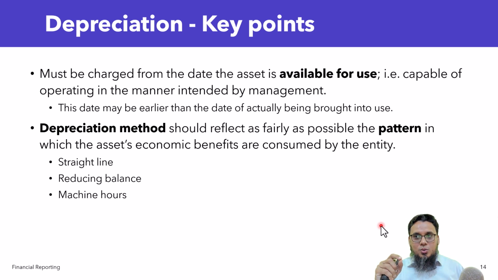And so although the asset is available for use, you're not actually using it, and in the practical world, people can get creative, saying that we should not be charging depreciation unless we were using that asset. Sorry, that's not how the standard works. You have to charge depreciation from the time the asset became available for use, which means capable of operating in the manner intended by management. Whether you're using it or not is totally your own management decision.